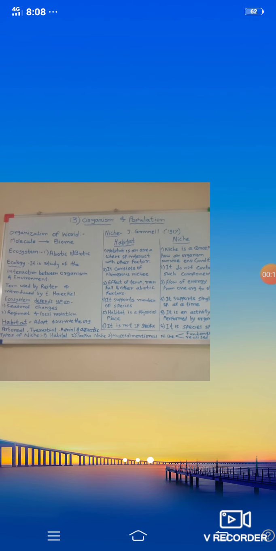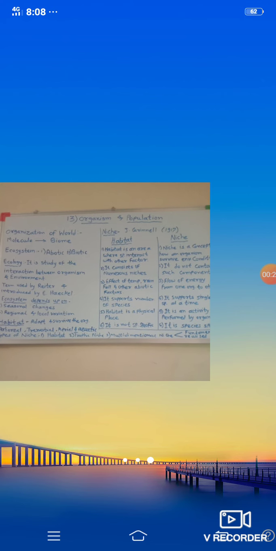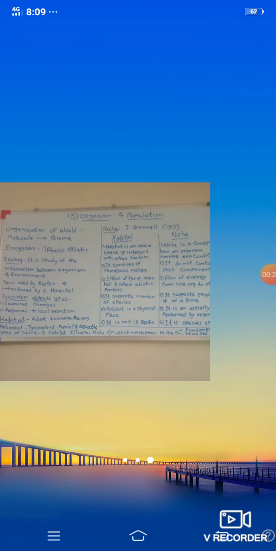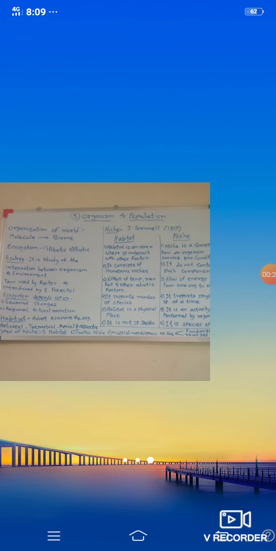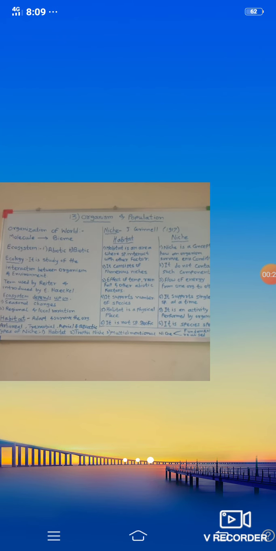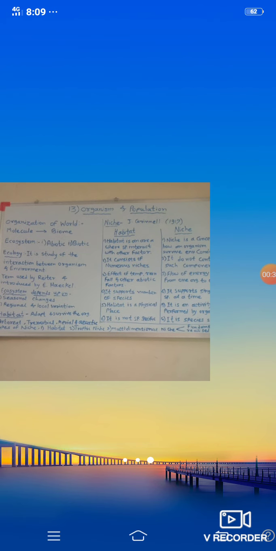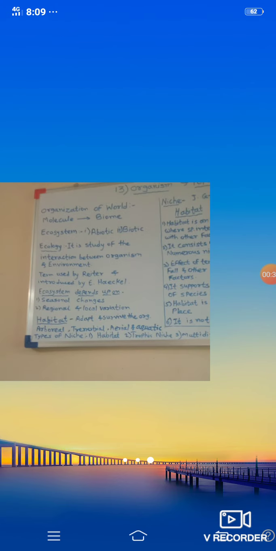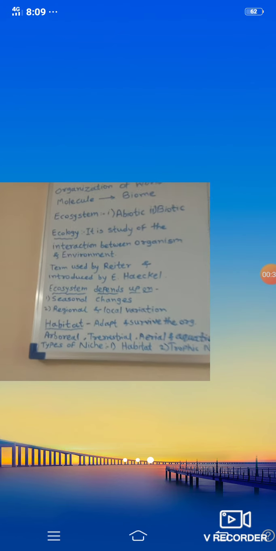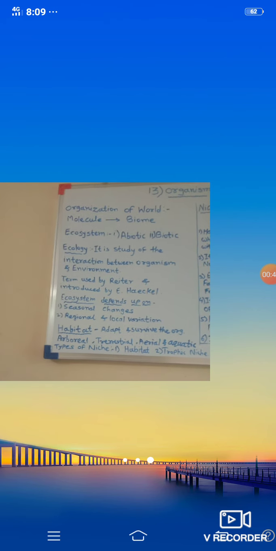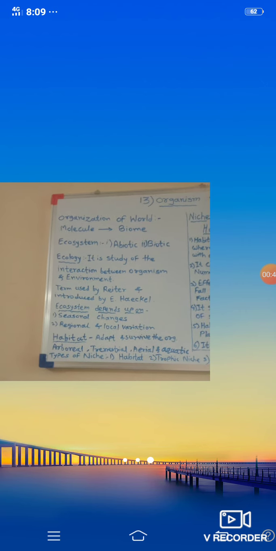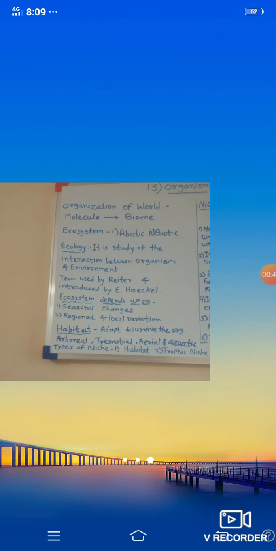Today we will study the 12th standard chapter number 13, Organism and Population. In that organism and population, various terms are included. First one, organization of world. How the organization of world takes place.